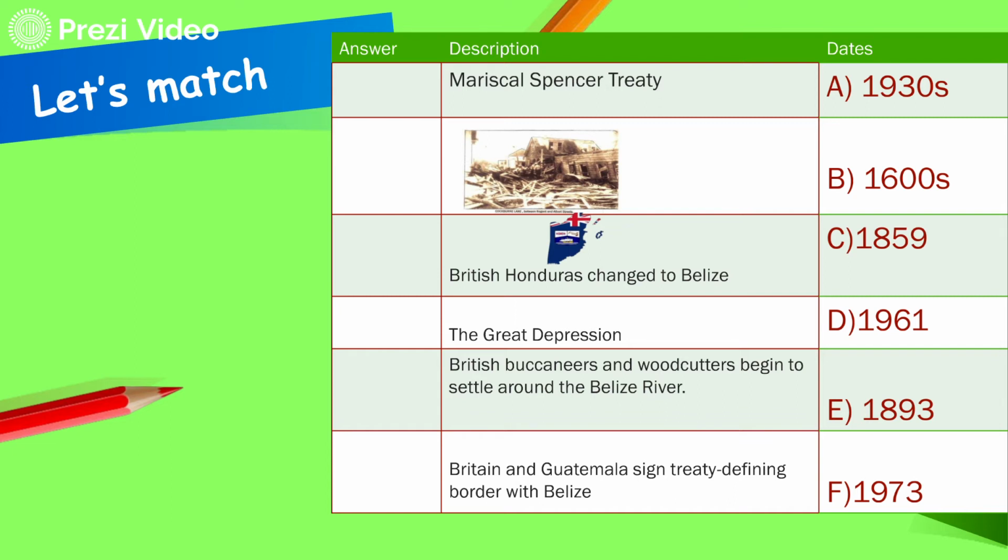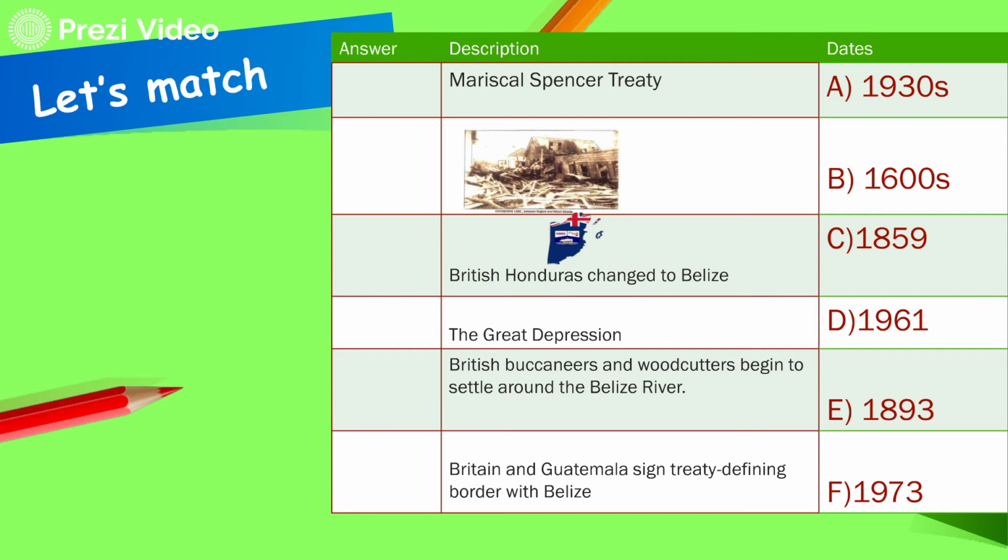I have a second picture. The second picture is showing a natural disaster. I will not say the name, but I hope you remembered it from the presentation earlier. So look at that picture. It's a natural disaster that had affected our country and killed about 2,000 people. The third box, British Honduras changed to Belize. And then I have a flag there showing the Union Jack in Belize and the Belize map. So that is British Honduras changed to Belize.